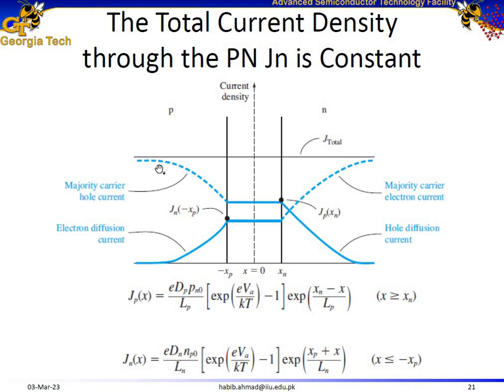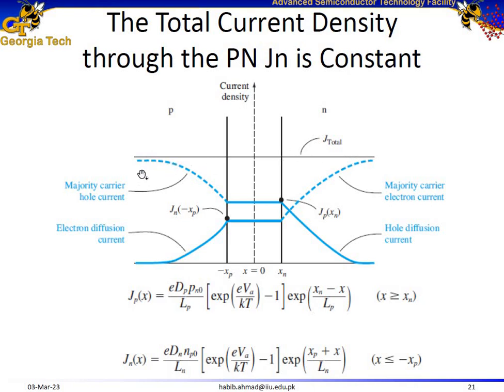Similarly, holes are the majority carriers in the p region. They diffuse through the depletion region into the n region, and their carrier concentration exponentially decreases. Now the total current density in the n region is the sum of the majority carrier electron current density plus the minority carrier hole current density, and if you add these together everywhere, it gives you a constant value.